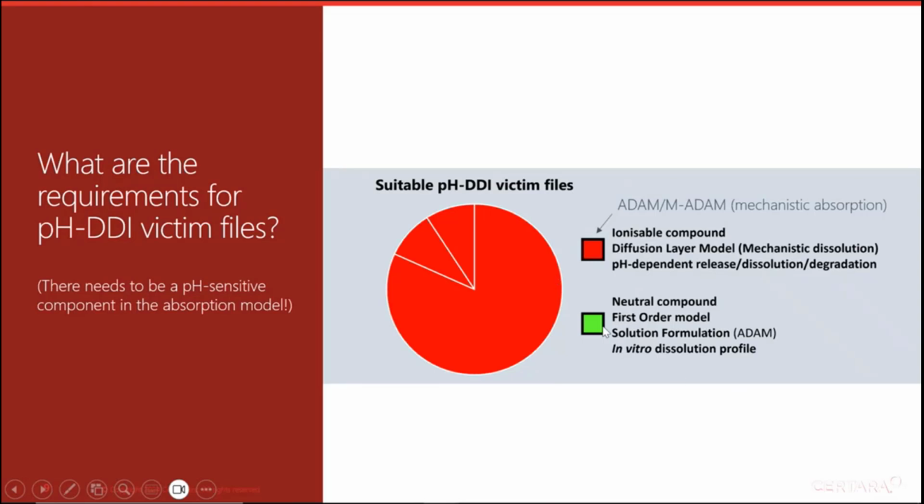In contrast, the legend that's shown in green here just shows the models that you can use that would not be sensitive to gastric pH. So for example, if your victim file utilizes the first order absorption model or it uses the solution formulation in ADAM, there will be no sensitivity to gastric pH there because in these models, all the compound would be assumed to be in solution, and therefore gastric pH cannot impact on dissolution in these cases. Likewise, if you opted for a direct input of in vitro dissolution profile that is not sensitive to gastric pH, that would not be an appropriate victim file as well.